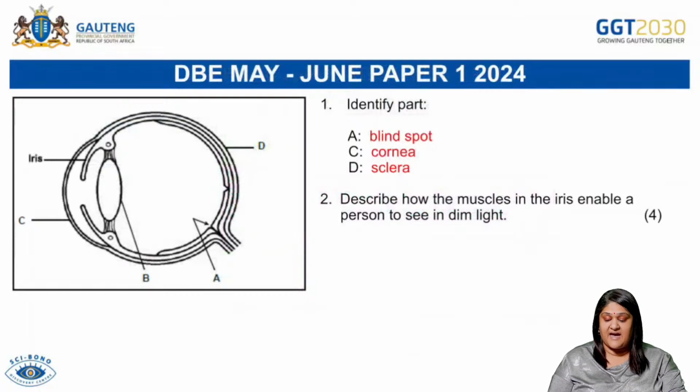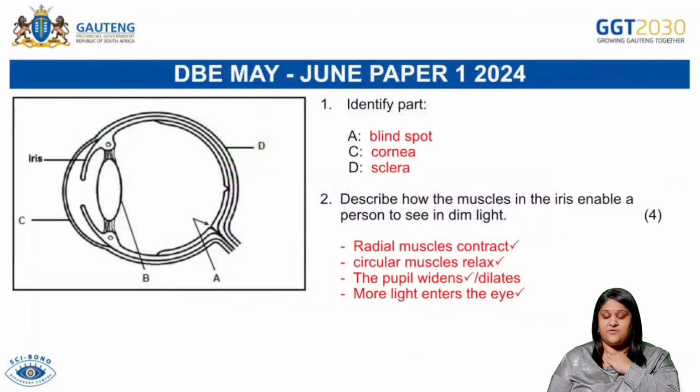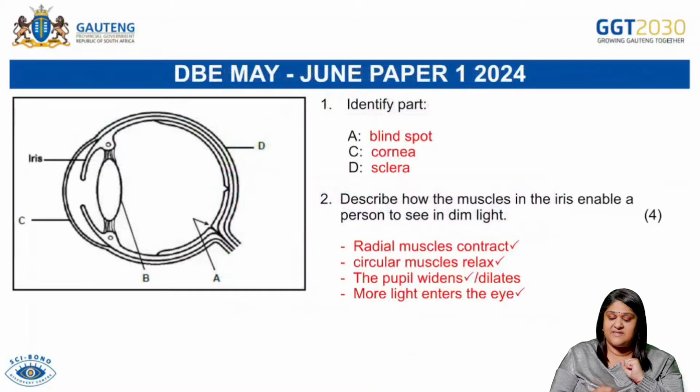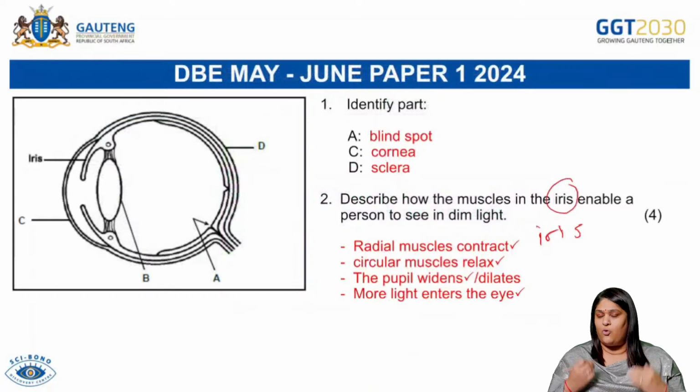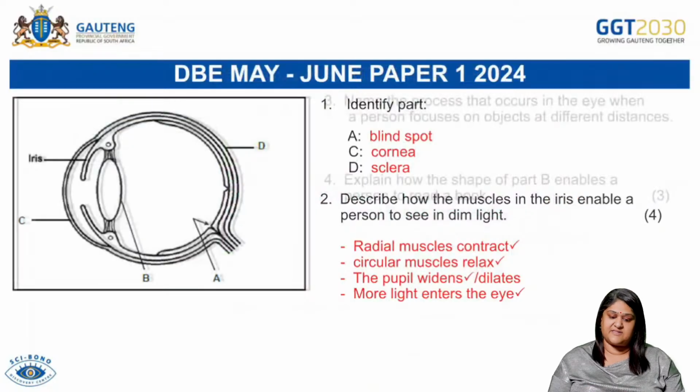Describe how the muscles in the iris enable a person to see in dim light. So this was a straightforward one, right? They literally said, how are the muscles in the iris enabling the person to see in dim light? So dim light means that the pupil needs to dilate. Okay, so the radial muscles contract, the circular muscles relax, the pupil widens or dilates, and more light enters the eye. So in this instance, they didn't talk about iris because iris was in the question, but you must always train yourself that when you are answering questions on pupillary mechanism, always mention the iris.